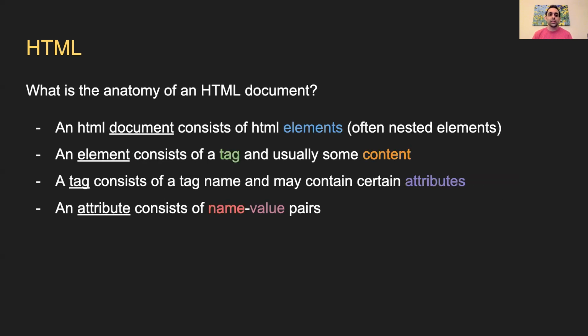So let's define some terminology that's common to HTML documents. So first, an HTML document consists of HTML elements, and these elements are often nested. Elements consist of a tag, and usually some content. The tag consists of a tag name and may contain certain attributes. An attribute consists of name-value pairs. All right, so that was a lot of definitions. Let's actually see an example.